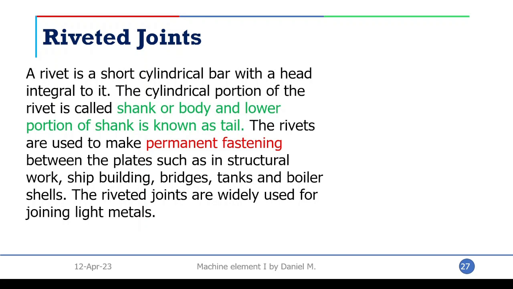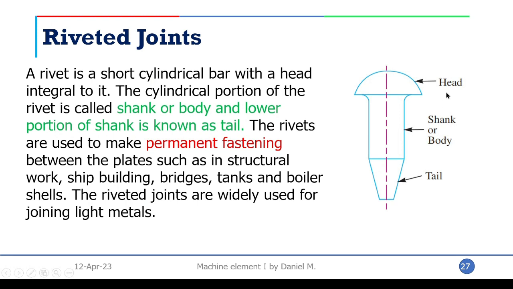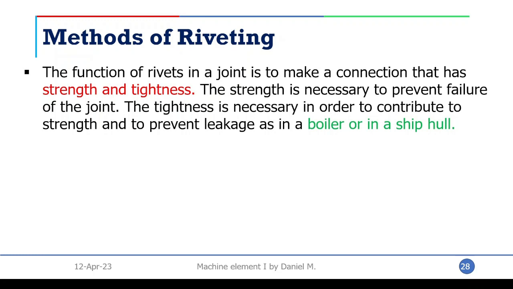Let's look at the diagram that shows the parts of rivets. As you can see from this figure, this upper portion that you look at is a head of the rivet. So we only have a head on one side. On the other side we have a tail. This portion in between head and the tail is known as the main body. So in general, this is a typical rivet before it's applied to the joint. There are various methods for making riveted joints.